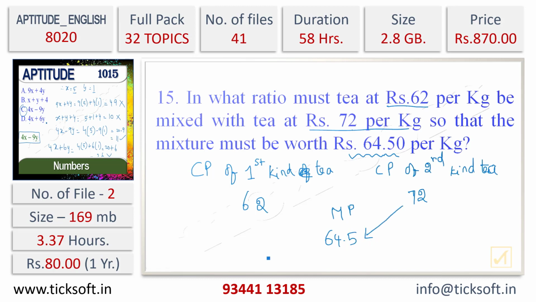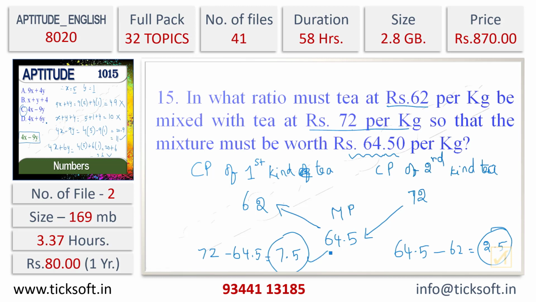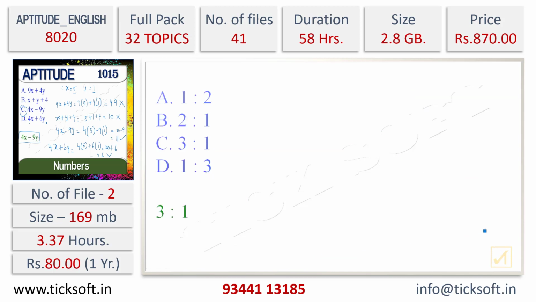Now if we subtract these two values, then we will get 72 minus 64.5, and this will be equal to what? 7.5. And now we have to subtract these two values, then we will get 64.5 minus 62, and if we subtract these two values, we get 2.5. So therefore the required ratio will be equal to what? This 7.5 is to this 2.5.